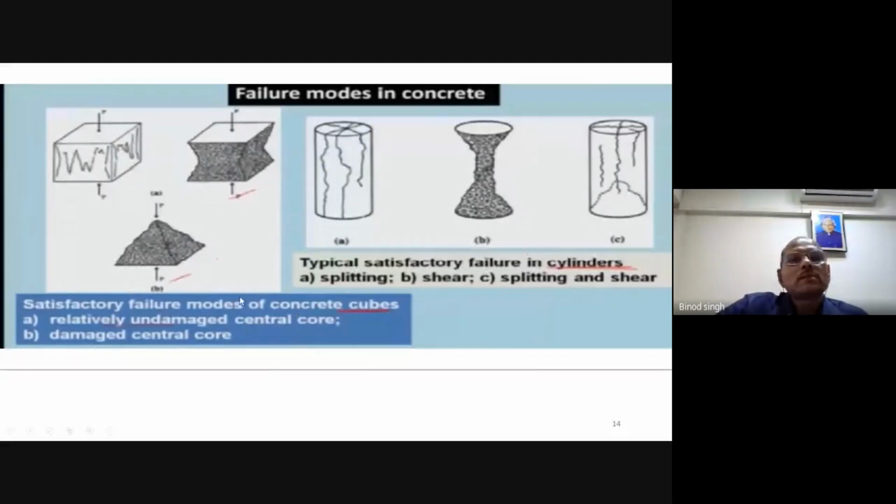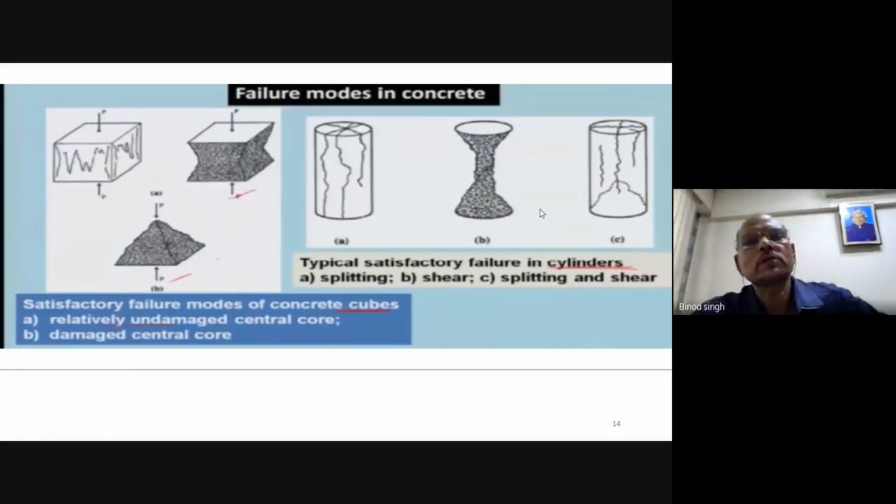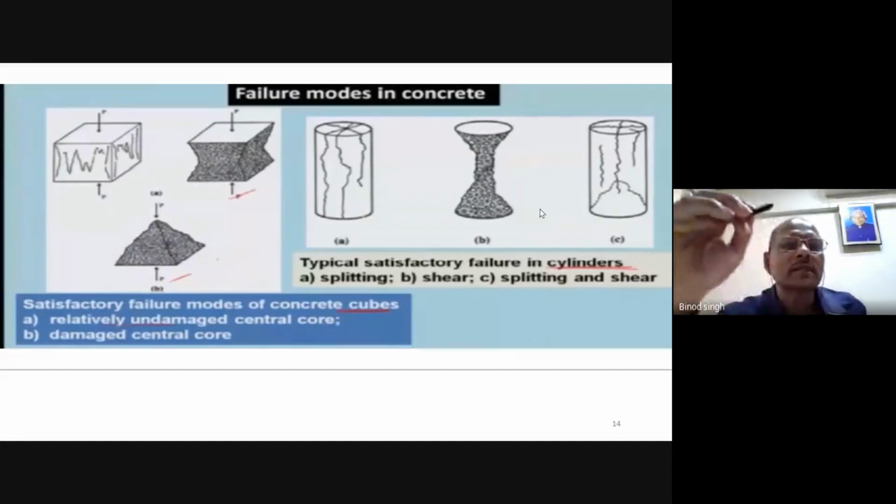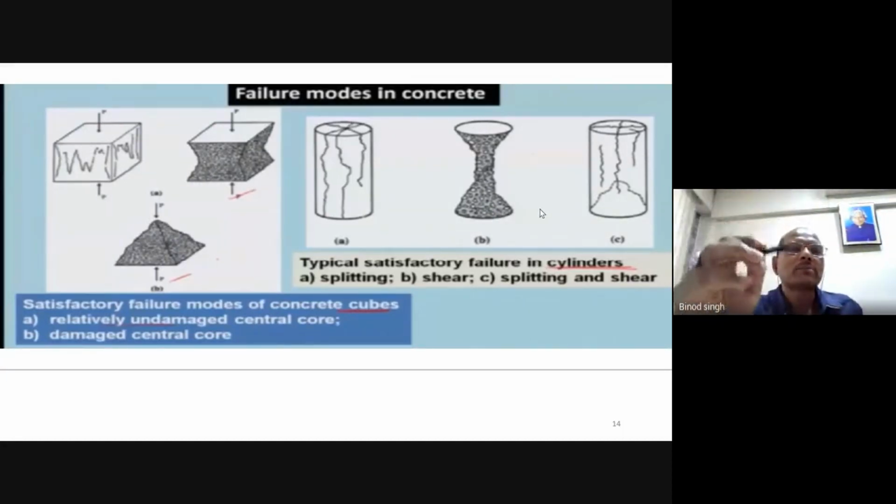So once again, I have written the same thing. This is the failure mode of cubes, and this is the failure mode of cylinders. So for a cylinder, you have to cut the core. So what is happening here? This portion, what you are observing, here, suppose any cube is there. If you apply the load, due to the platen effect, suppose any cube is here, I will write it here so that we can have a better concept.